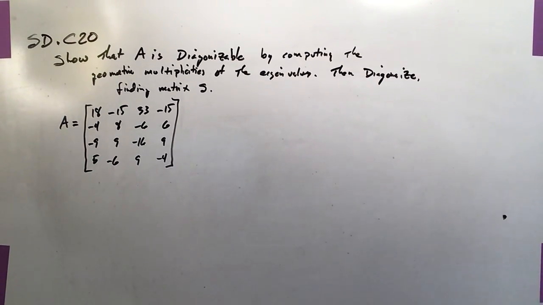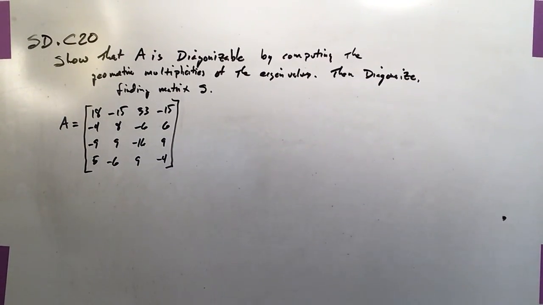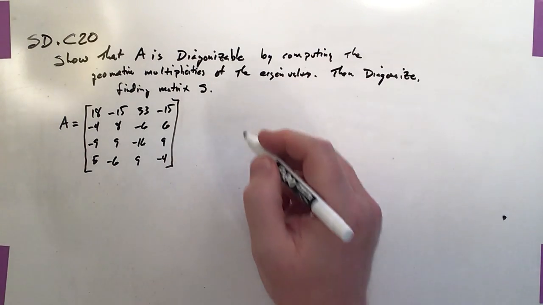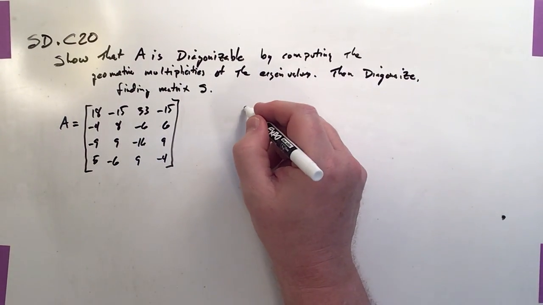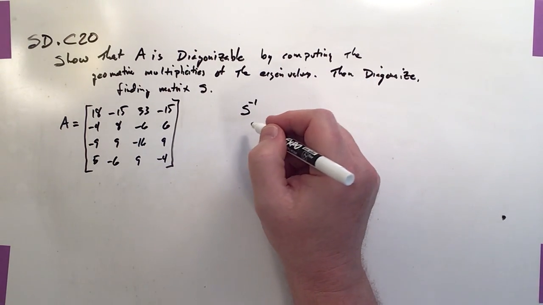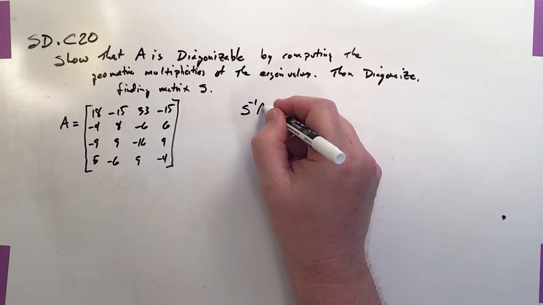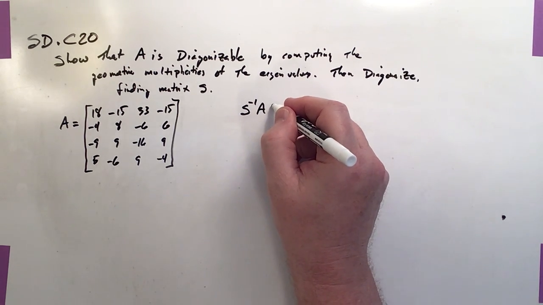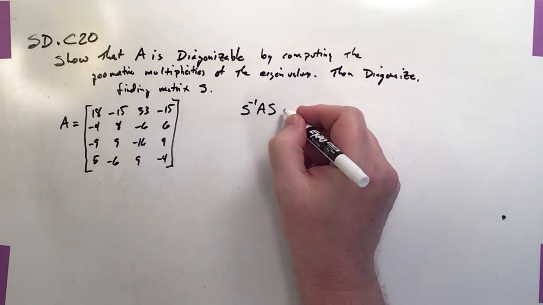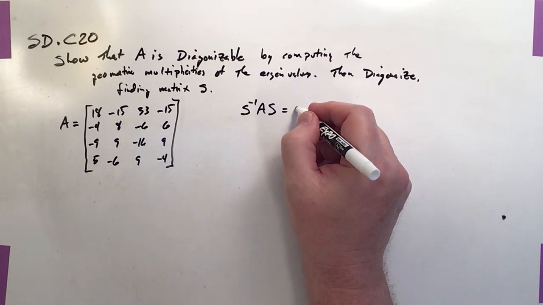Okay, this is section SD, which represents similarity and diagonalization. Similarity of matrices is a complex topic, but it basically involves solving this particular equation. If we take a matrix S and take its inverse, and then multiply that by matrix A, and then multiply by matrix S, so it's in that order, the inverse of S times A times S, what we'll end up with is a diagonal matrix.